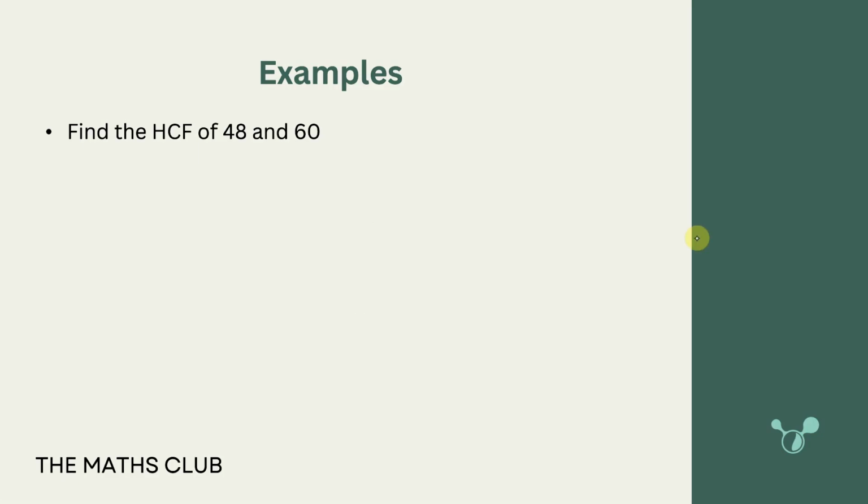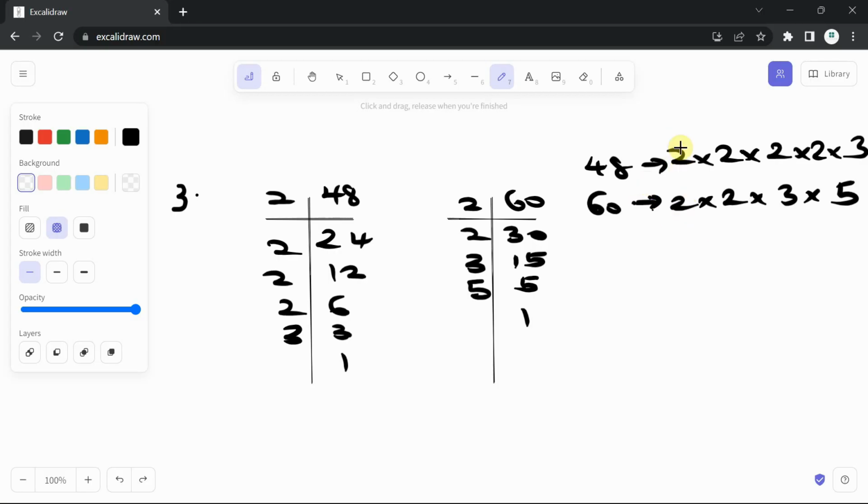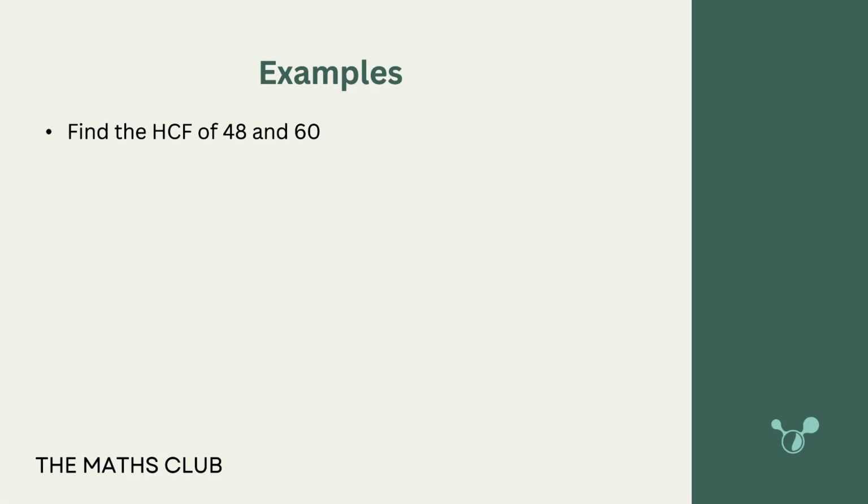So if I wanted to find the HCF, I'll just find what is common. This is common, right? Then there's a 3 that is common, right? So this is common. That's the only thing that's common. So the HCF here is 2 times 3. So that means the HCF is 6. Is that correct?